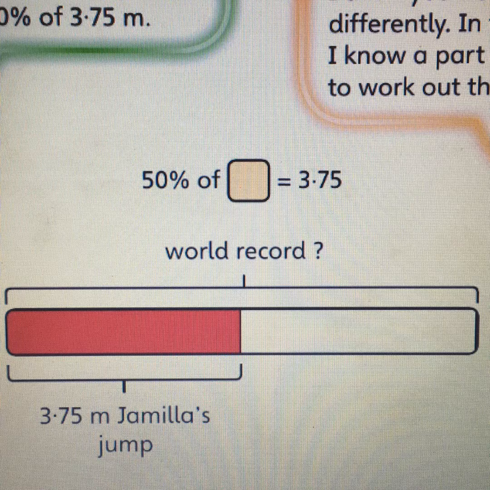So how then can we work out what the whole world record is? Well, if we know that 50%, so a half of it, is 3.75, to work out the whole thing, we need to do 3.75 times 2, because the red part's 3.75, the white part of the bar is 3.75, so that's 3.75 times 2, which is 7.5 metres.